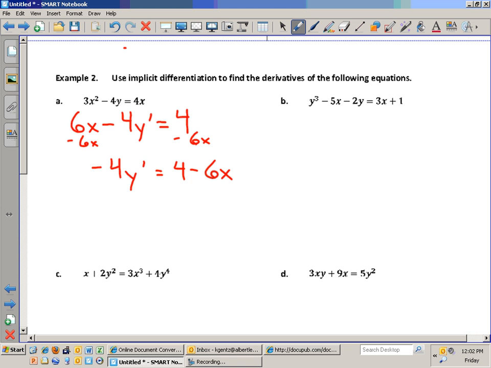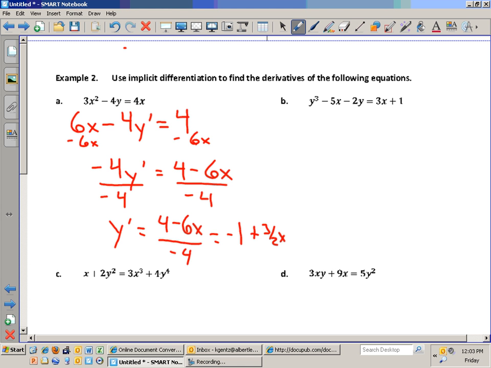Now do what? Divide by negative 4. Y prime is equal to 4 minus 6x divided by negative 4. That's it. You could say negative 1 plus 3 halves x if you want. This one's a little bit different. B is a little bit different.